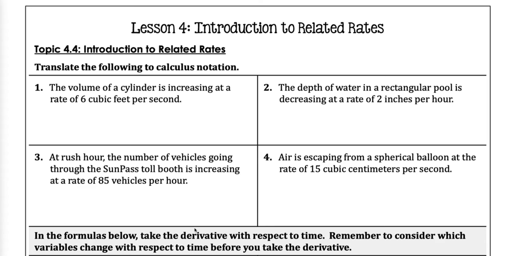So volume of a cylinder is increasing at a rate of 6 cubic feet per second. I think you guys are probably okay just writing 6 cubic feet per second. But what does that tie to? Like, what would that be labeled as? Is it the derivative of the volume? Yep. So it would be dV dt.